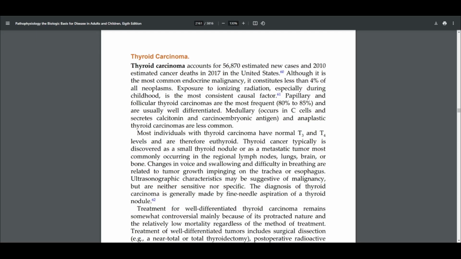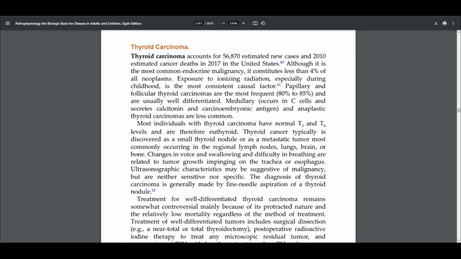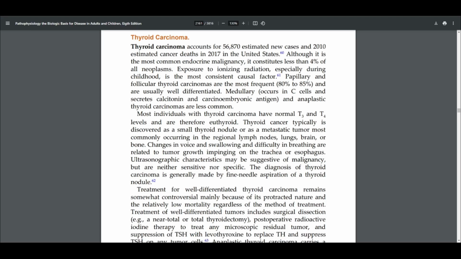Thyroid carcinoma. Your thyroid carcinoma accounts for 56,870 estimated new cases and 2,010 estimated cancer deaths in 2017 in the US.